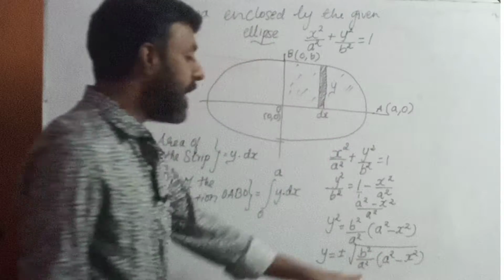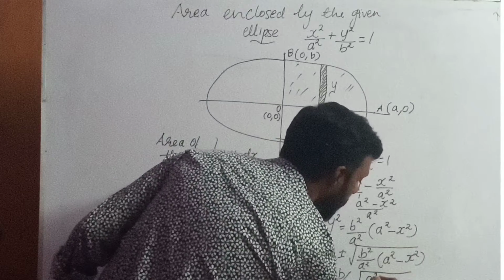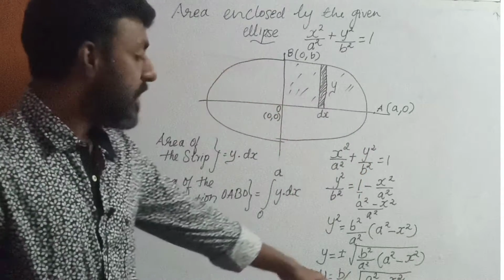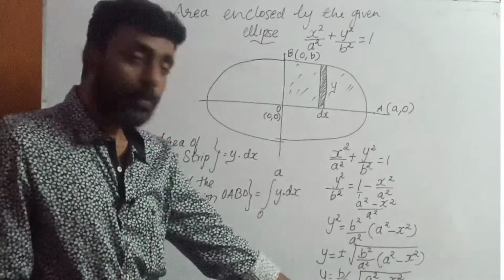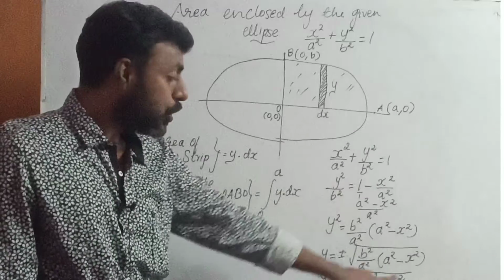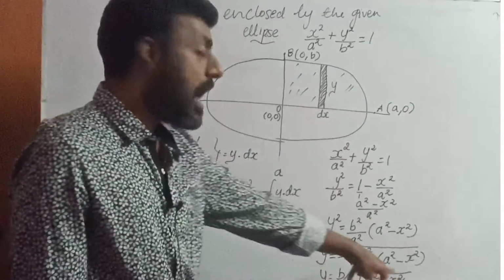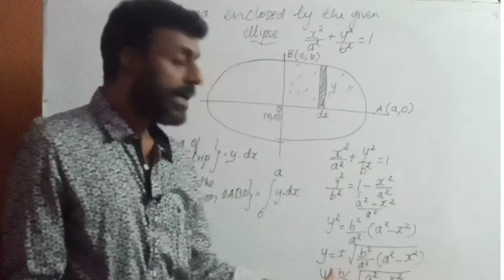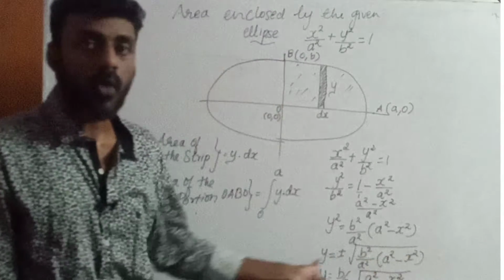So root of b squared by a squared will be b by a. So it will be b divided by a into root of a squared minus x squared. This is the value of y. Therefore, from the equation of the ellipse, I found y to be b divided by a into root of a squared minus x squared. This a squared minus x squared portion will be under the square root. The b squared by a squared under the square root, if I take it outside, will be b by a. So from this, I have derived the value of y.